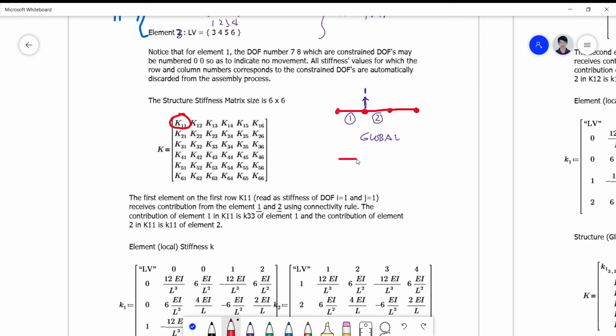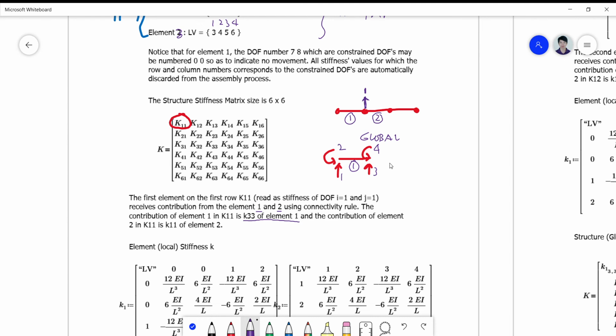So I will now draw my local. Let's put it below. Okay, so this is 1 local, 2 local, 3 local, 4 local. For element 1, my contribution to 1, 1 is actually the 3, 3, because these are the translational, no? 1, 1 corresponds to 3, 3 of your element 1.